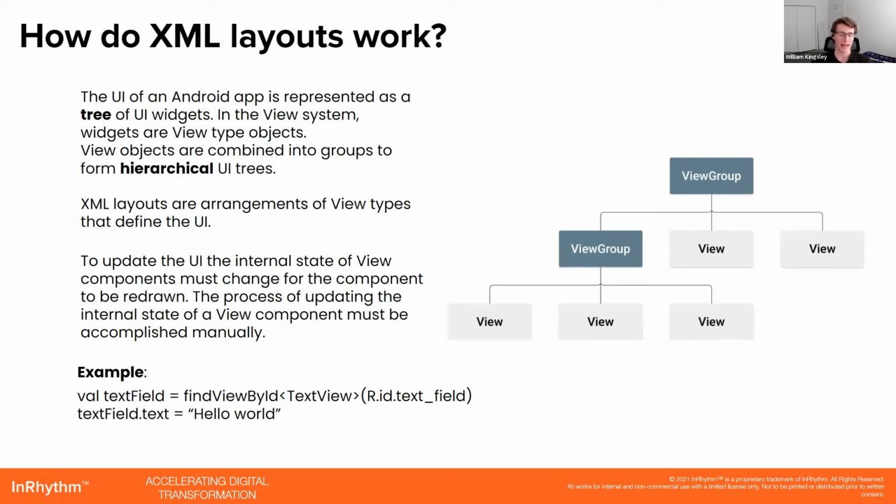And we'll see an example of that shortly in a live demonstration that I will be doing of an application that I actually built for the purpose of comparing and contrasting XML layouts and Jetpack Compose. We can see in a brief example at the bottom of this slide, a text view object being acquired from the UI tree by walking it using the findViewById function, and then the internal state of that text field being changed. In this instance, we're assigning it a string value of hello world.